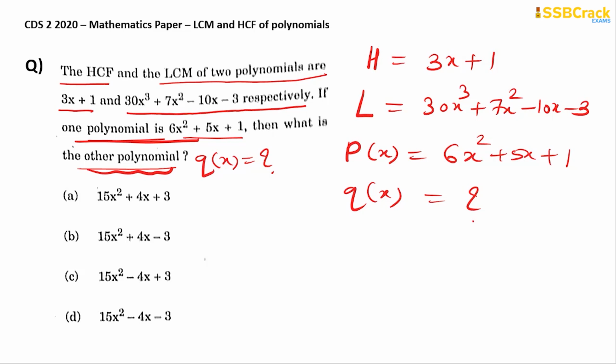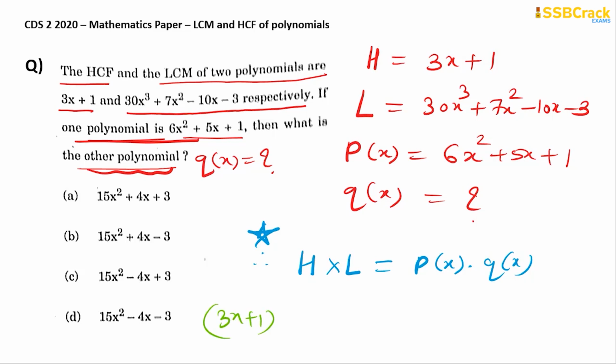Yeah, you remember the important relationship between the LCM, HCF and the given numbers, the same is valid for polynomials. The product of the HCF and the LCM of two given polynomials will be the same as the product of the polynomials. This we know, star mark. So in this we substitute the given and try to get the unknown. So let's substitute then. We know the H, that is 3x + 1.